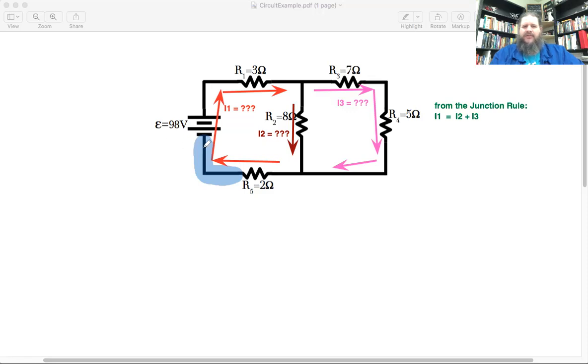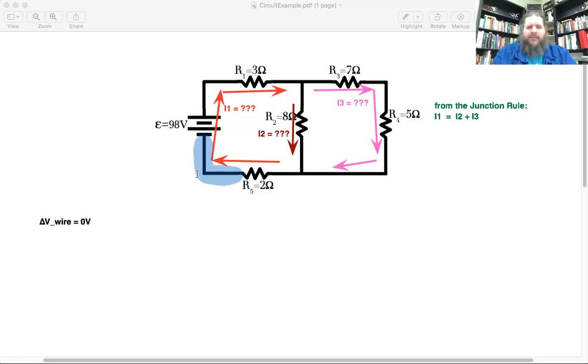98 volts is not the voltage of this region. 98 volts is the difference in voltage caused by the battery. The important thing about any points connected by wire is that they're all at the same voltage. The idea being that delta V of wire is always going to be 0. That is, if you have any two locations connected by wire, they're all at the same voltage. There's no difference in voltage.